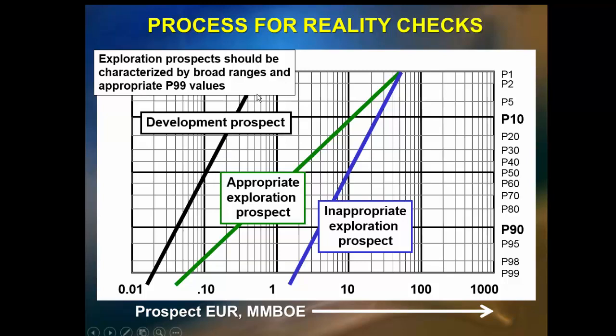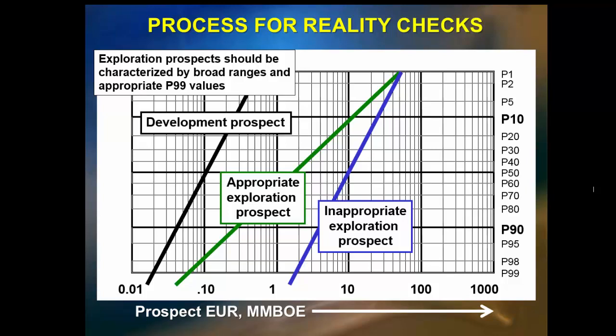What we see time after time among exploration projects is a presented, predicted distribution for the discovery case that has a slope like that. So it says, well, the P10 for this is 18 million barrels, and the P90 is 4 million barrels. So we say to the exploration people, we see that your P99 for that predicted reserve distribution is 2 million barrels. Tell me, is there any chance in the world that that thing could end up as a crummy little one-well field?